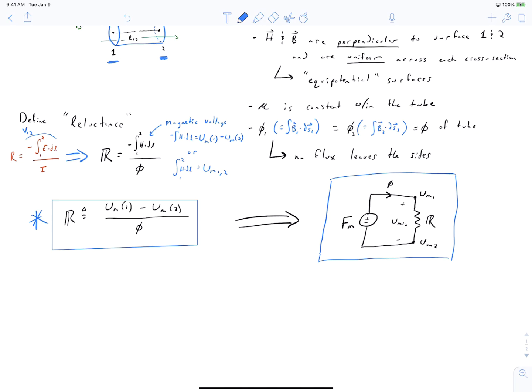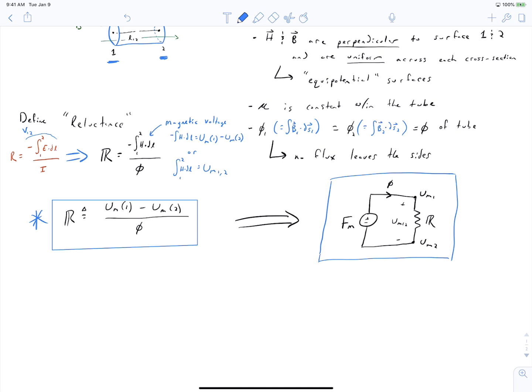And so this is well and good. This is also a very simple example here, where you have a single MMF source driving a flux through one reluctance. In actual useful examples, we're going to have a network of reluctances or a network of flux tubes, and perhaps a network of MMF sources as well. And so then we'll be solving that equivalent circuit to determine our flux at all locations.